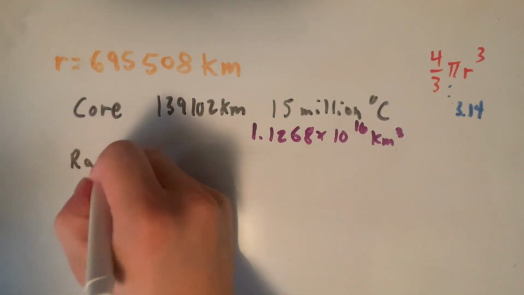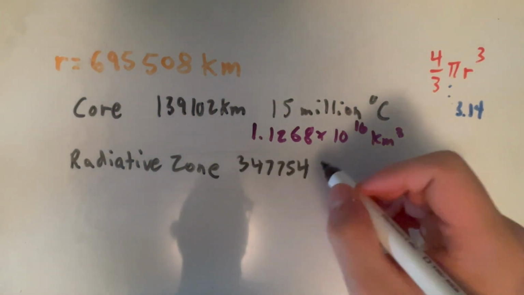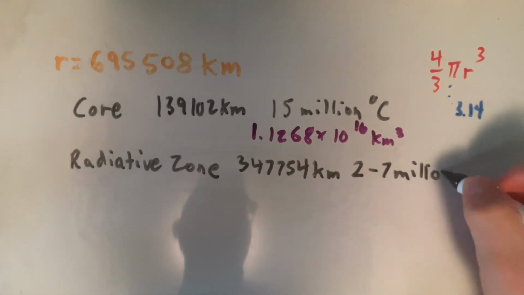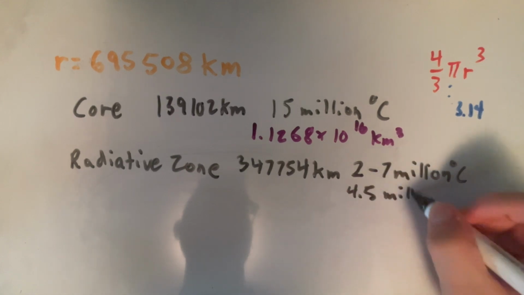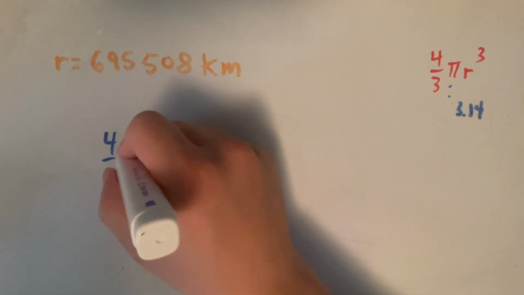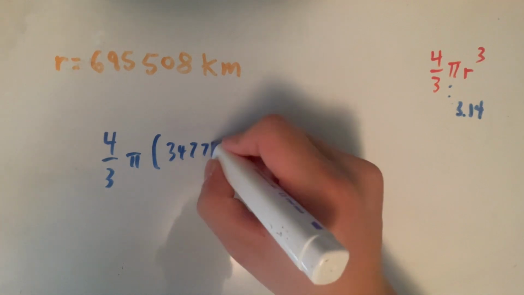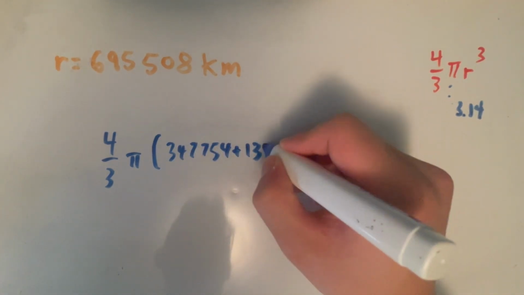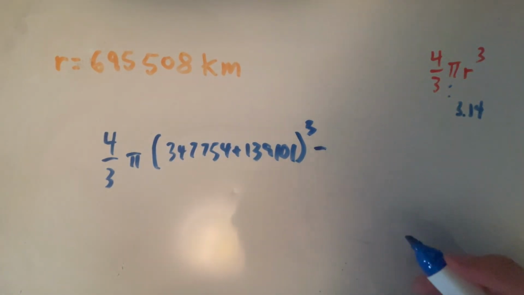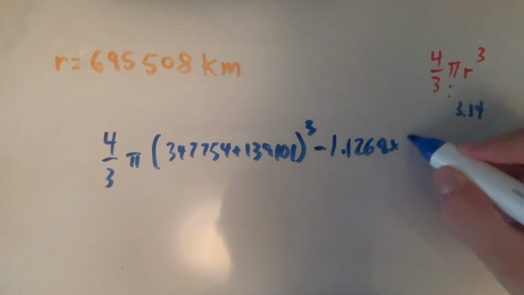The radiative zone is about 50%, or 347,754 kilometers thick, and ranges from 2 million to 7 million, so we'll say about 4.5 million for the overall average. The area is taken by adding the core's radius and calculating that volume and subtracting the core's volume to get 4.7187 times 10 to the 17th kilometers cubed.